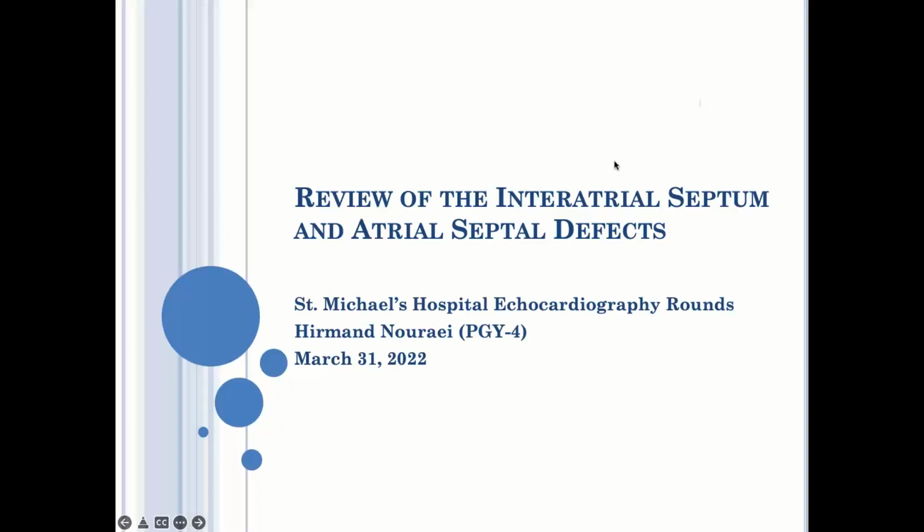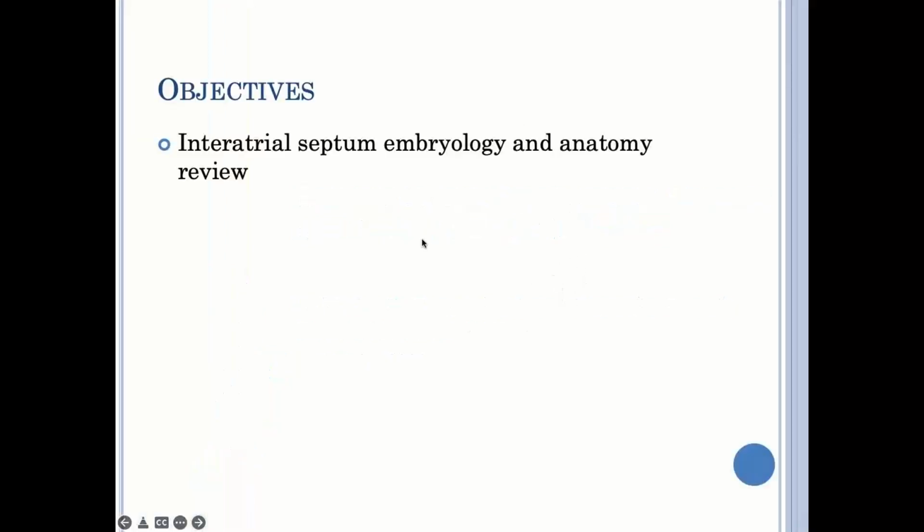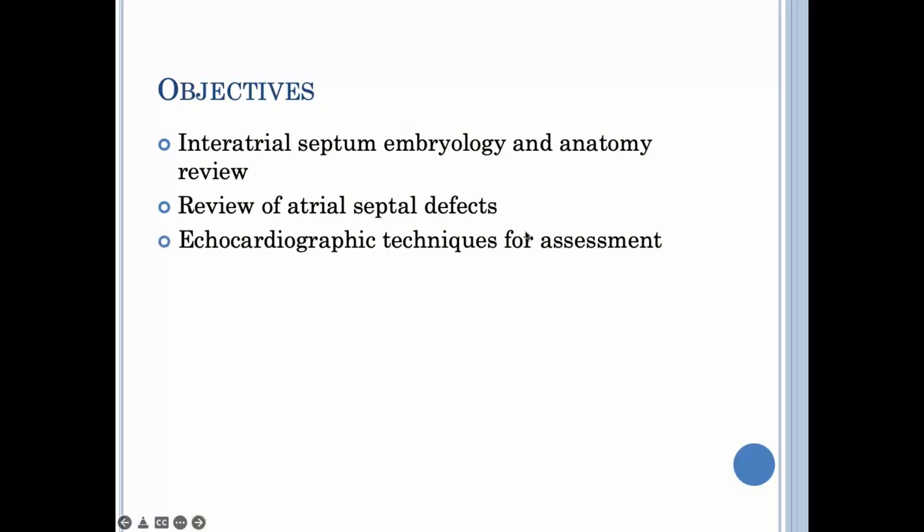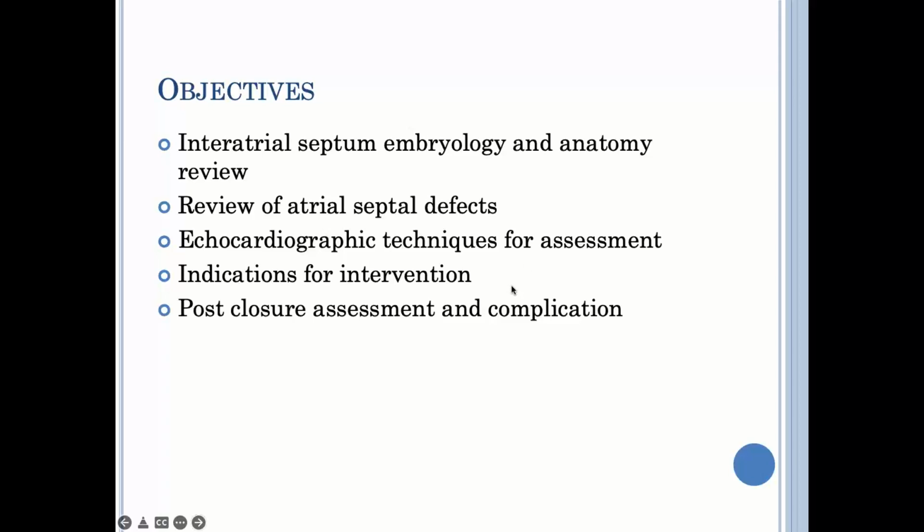So I'll be going over interatrial septum review as well as atrial septal defects. In terms of the objectives, I'll briefly review the embryology and anatomy. I'll go over some of the common atrial septal defects, echocardiographic techniques for assessment and indications for intervention, as well as post-intervention assessment and some possible complications to look for on echo. And I'll go over a few cases at the end as well.